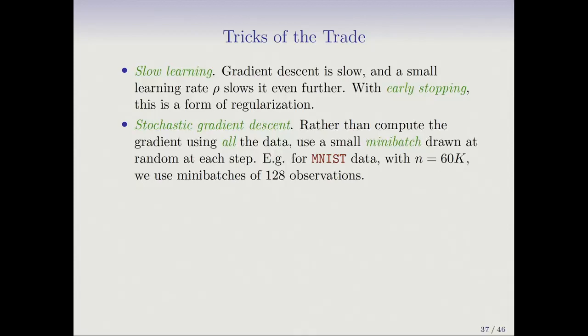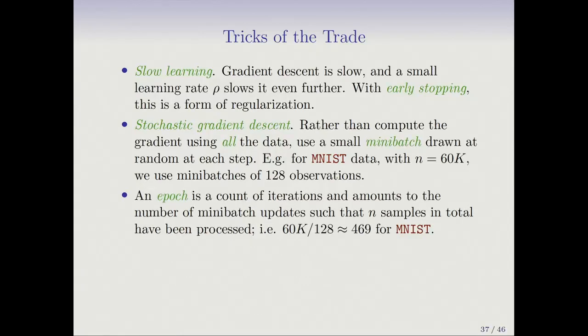And what you do is, rather than compute the gradient using all the data, you use a small mini batch drawn at random at each step. So for example, with MNIST, you've got 60,000 training observations, but you may use a mini batch of just 128 observations drawn at random from those training data. So you take the 128 observations, you compute the gradient based on them, and you make your small gradient step just using them. You can imagine that cuts down on the computation dramatically.